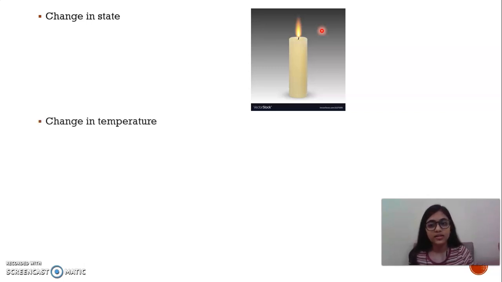The fourth characteristic is a change in temperature. There are many reactions in which there is an increase or a decrease in temperature. The reactions which release a lot of heat cause an increase in temperature, and the reactions which decrease heat are the ones that take in heat from the surroundings.